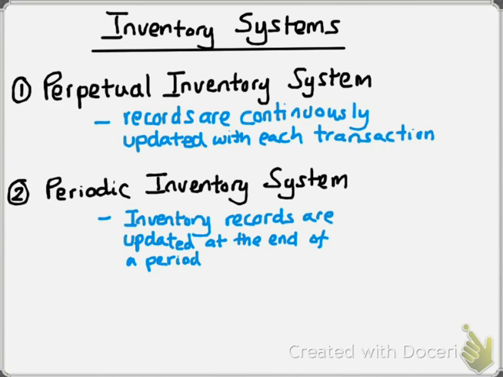Periodic inventory systems are used by smaller companies or companies that have very inexpensive items, so it does not make sense for them to install an expensive perpetual inventory system. For example, a company that makes nuts and bolts would not have a perpetual inventory system. They're not going to update their inventory for every nut or bolt they sell. They will only update their inventory at the end of a period. It could be monthly, it could be daily, but it would be at a specific time at the end of a period and not with every transaction.